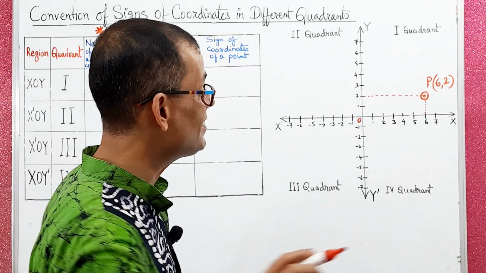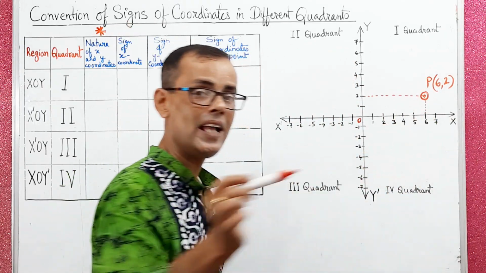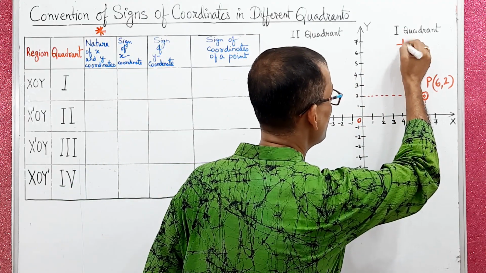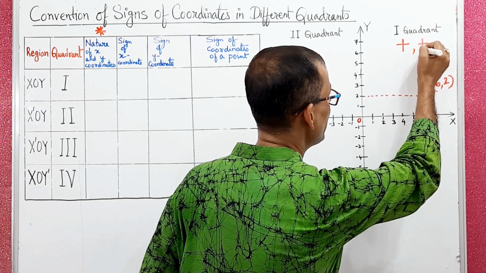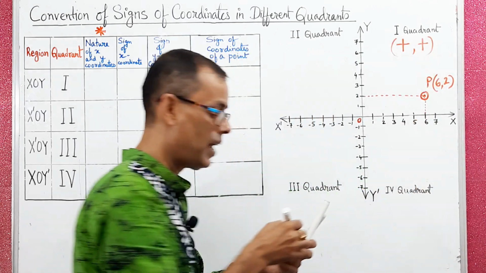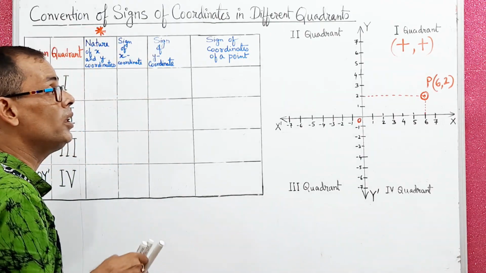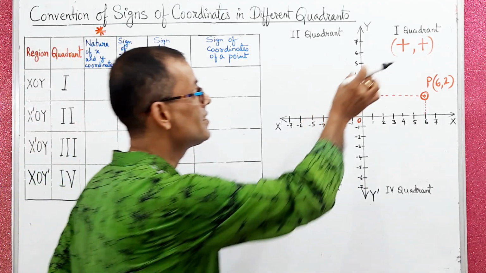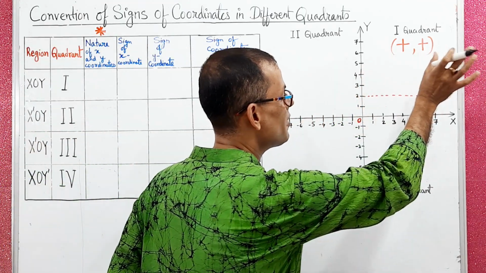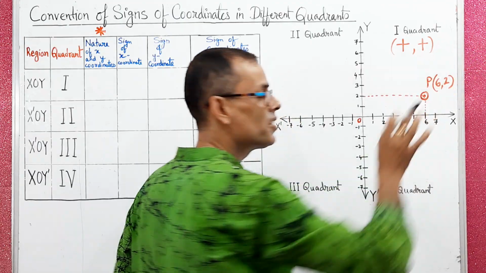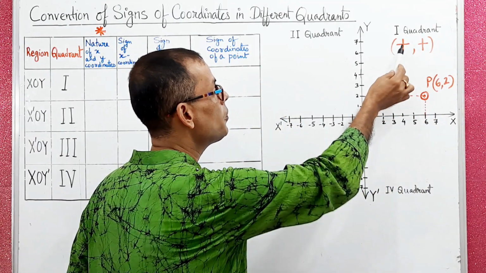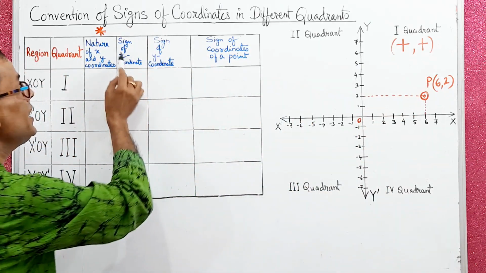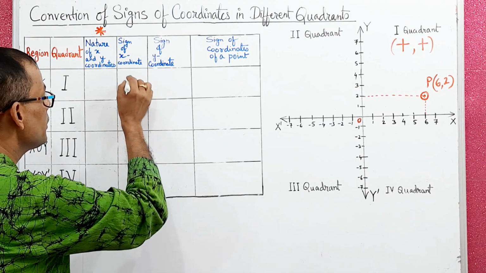If you notice nicely, the X value and the Y value both are positive. So the sign will be plus for X and plus for Y. I will not say value, I am telling that one wrong. The X sign is positive. The Y sign is positive. So both are positive. So sign of X coordinate will be positive.